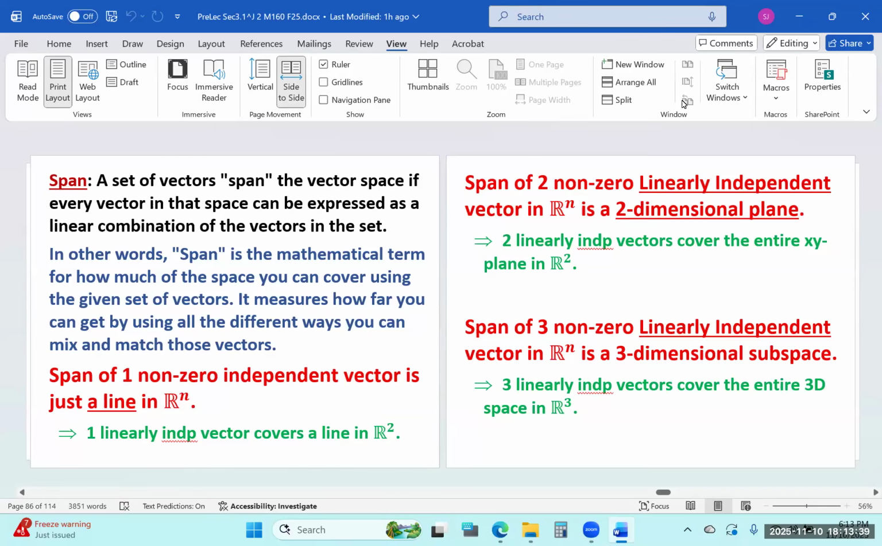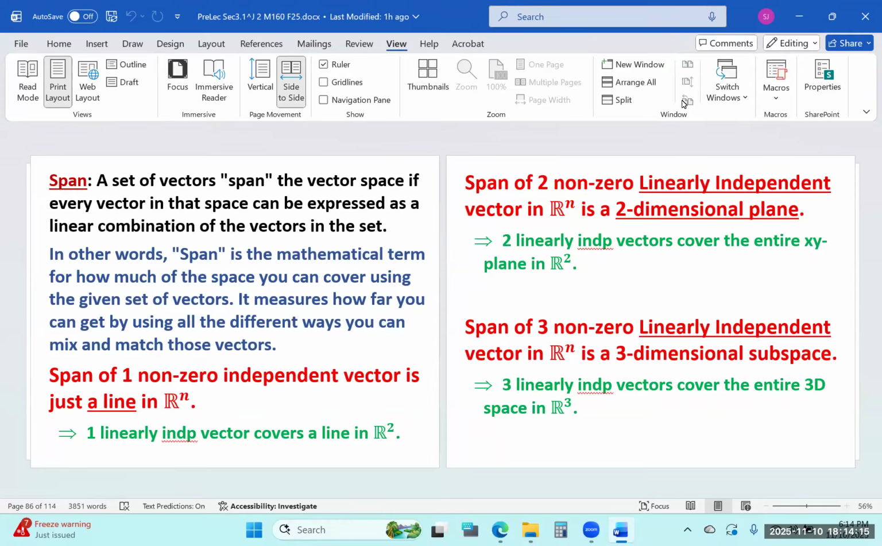Now, if you have two non-zero linearly independent vectors in R2 space, it means on the XY plane, you have two linearly independent vectors. That means those two linearly independent vectors can cover the entire XY plane. However, if you are in 3D space with two linearly independent vectors, they cannot cover the entire space. They can only cover a two-dimensional plane. And it's a two-dimensional plane because the XY plane is two-dimensional.